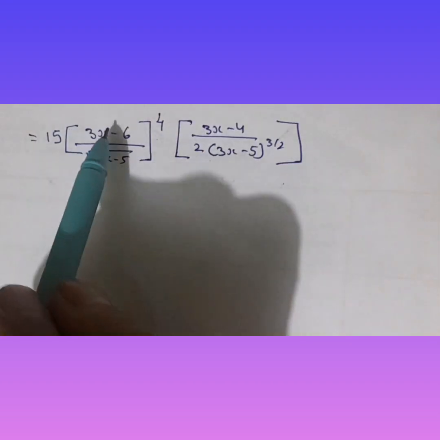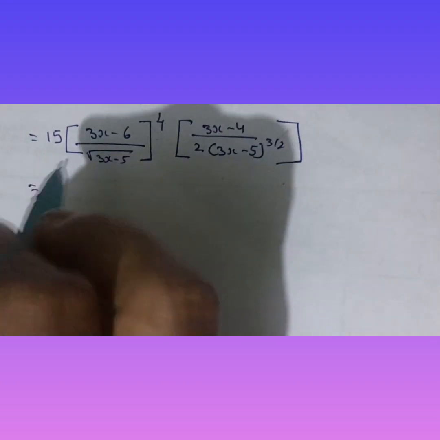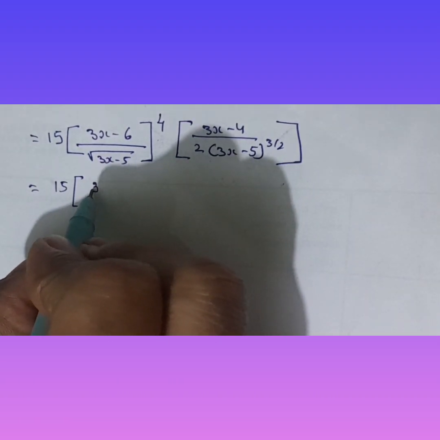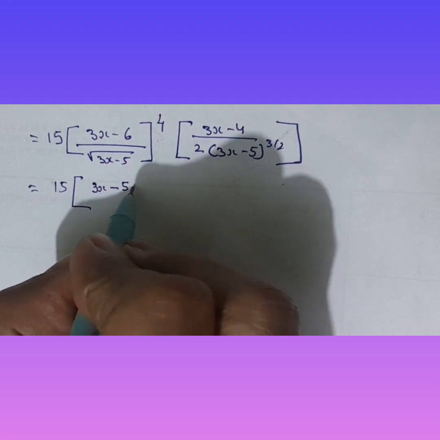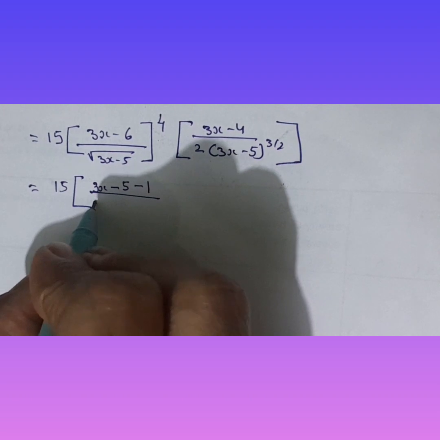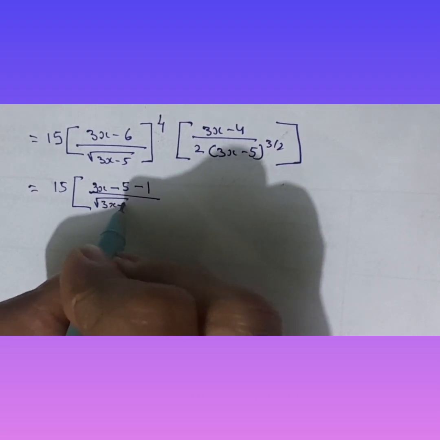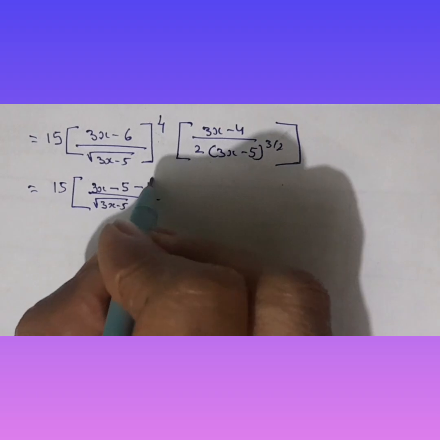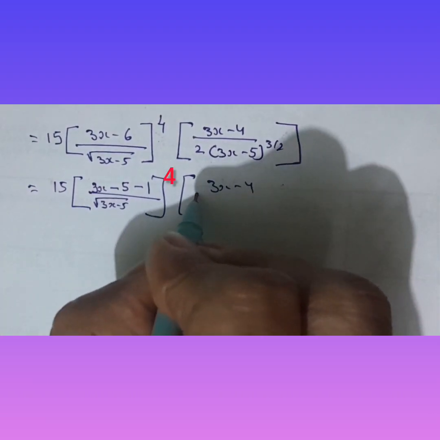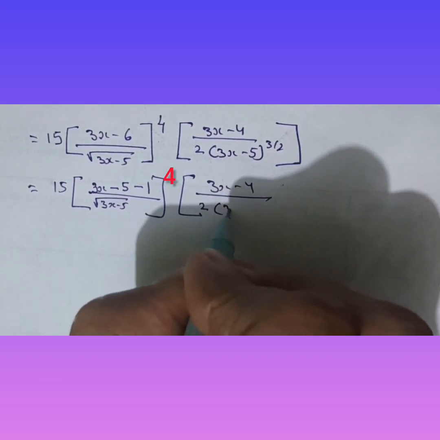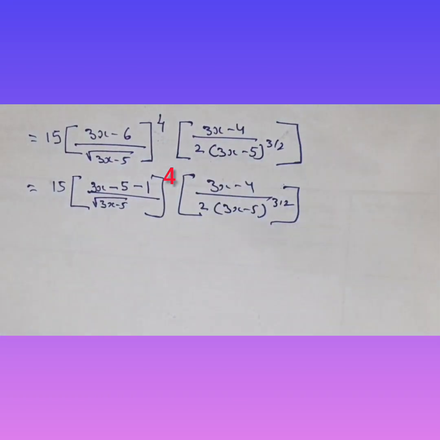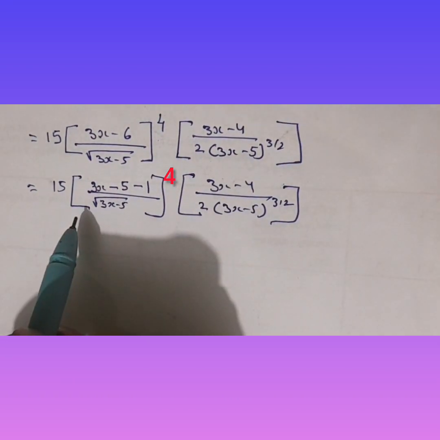Now we treat this. Now this also can be treated. Now 15, so I take this as 3x minus 5 minus 1. I didn't change the meaning of the numerator, divided by root 3x minus 5. Alright, so this is what it is, and this remains as it is: 3x minus 4 upon 2, 3x minus 5, 3 by 2. Alright. So what do we do?